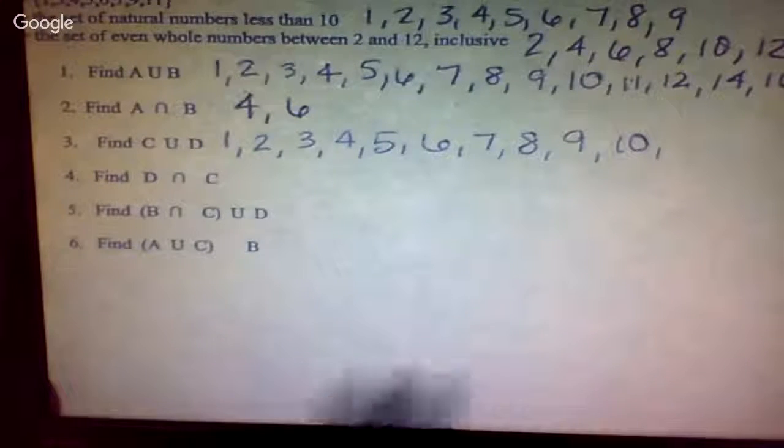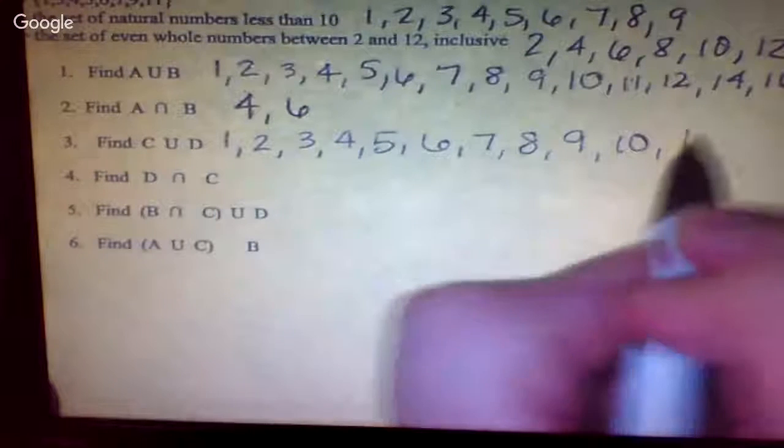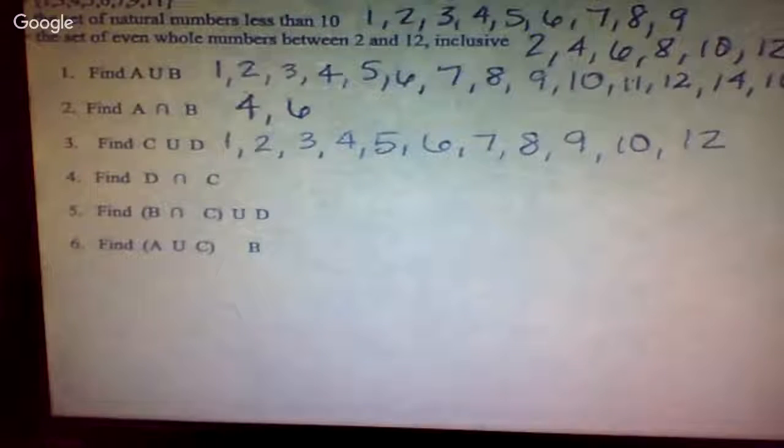What else needs to go in there? 12, 14, 16, 18, and 20. Okay. Set C has all of the numbers 1 through 9. And the only extra ones that set D has is 10 and 12. I ran out of space.